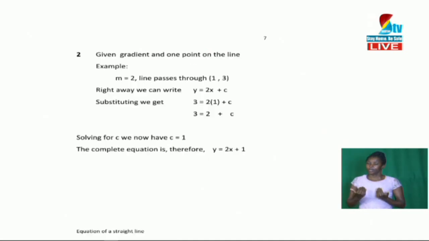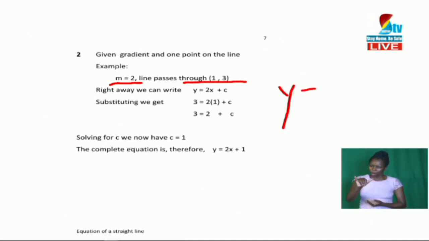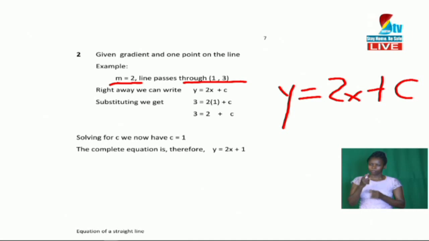Now, we also want to look at a situation in which you are given the gradient m, and you are also told where the line passes. In fact, we are given a point on the line. So in a case like this, what can we do? We can write y is equal to, because m is 2, mx is 2x, and then plus c. But now we are running into a bit of a problem.